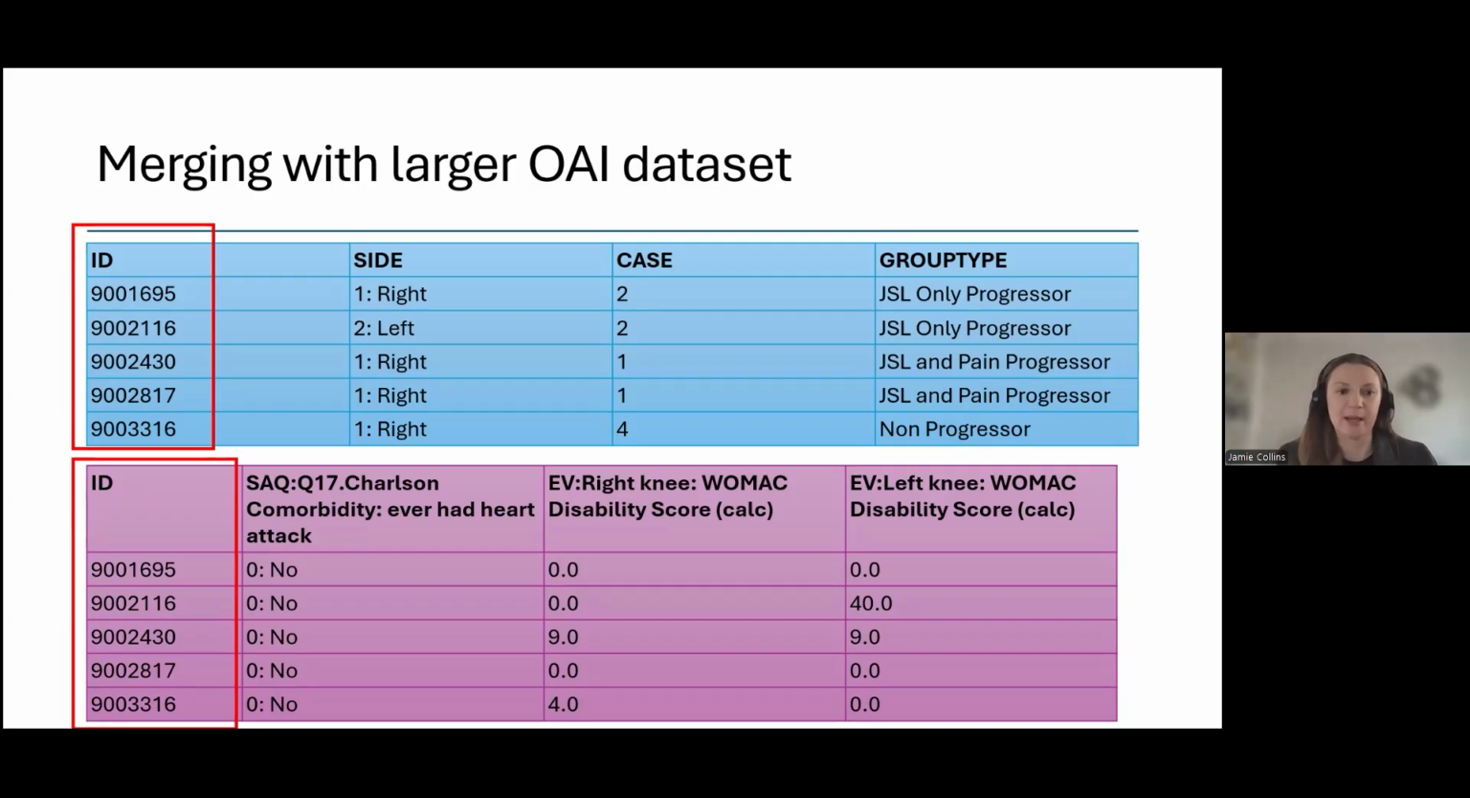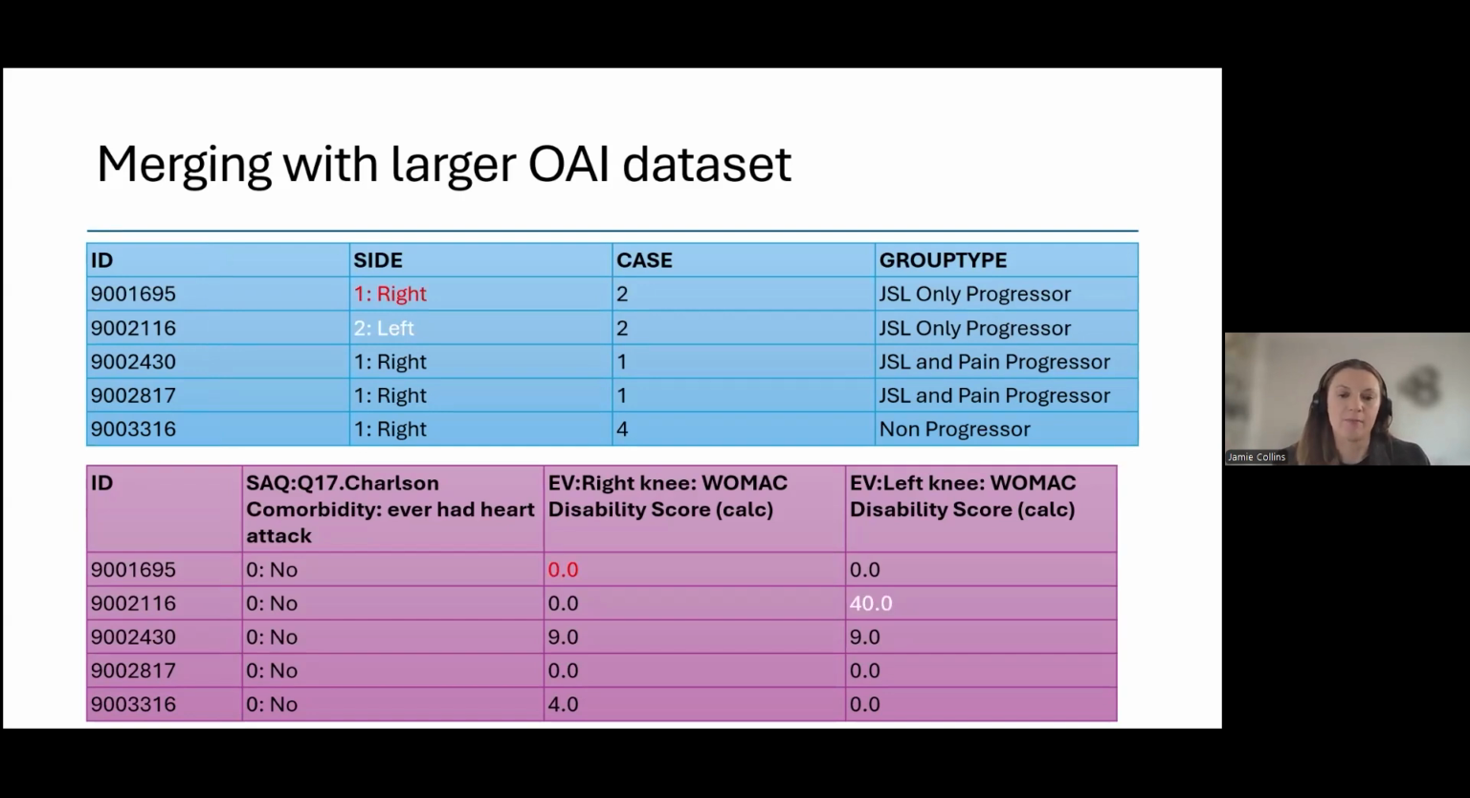The one thing to keep in mind is that one knee per participant was selected for the FNIH case control study. So if you are getting data from the all clinical data set, for example, you have to make sure that you're pulling the right variable. For that first participant, their right knee is included, so you want to make sure that you're getting the right knee score for WOMAC disability. And for the second participant, the left knee is included in the FNIH study, so you want to make sure you're pulling the data for the left knee.